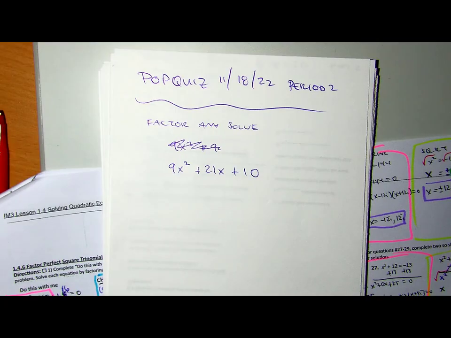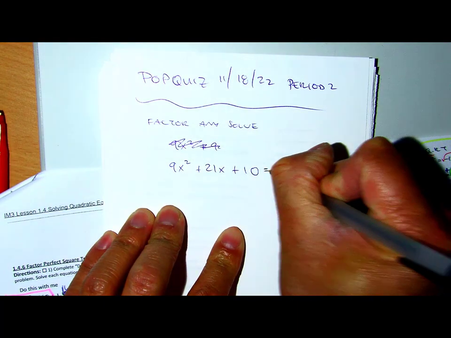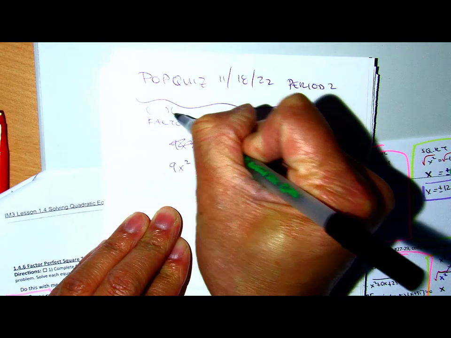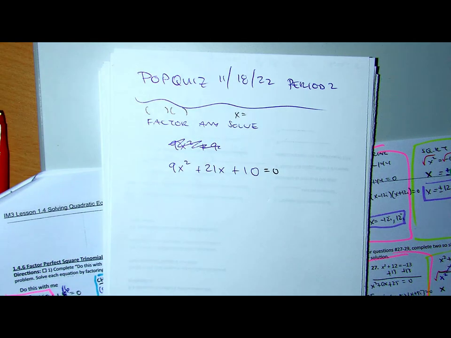And what is step number 1 that you wrote down? So I'm going to set it equal to 0 here. Factoring means we'll get the parentheses. Solve means the answer will be x equals. Christian, what's step number 2?